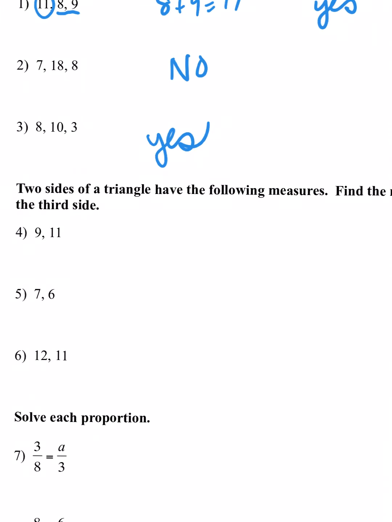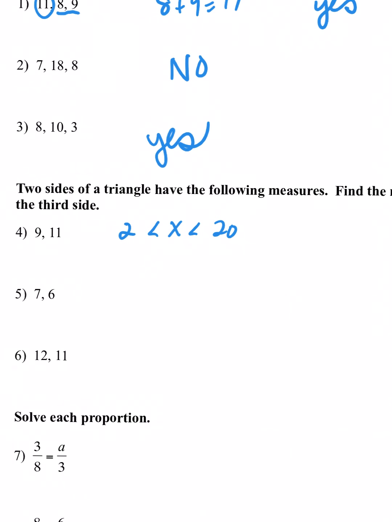For these three, all you do is you add the two numbers and you subtract those numbers from each other, biggest from the smallest from the biggest. So you have 9 plus 11 is 20, and then you put it here, 20 is greater than x, and x is greater than 11 minus 9, which is 2.